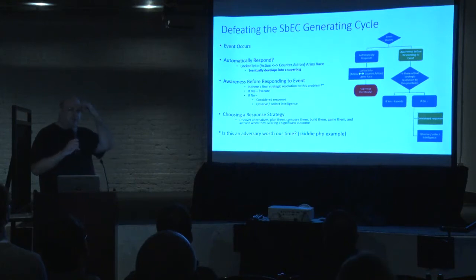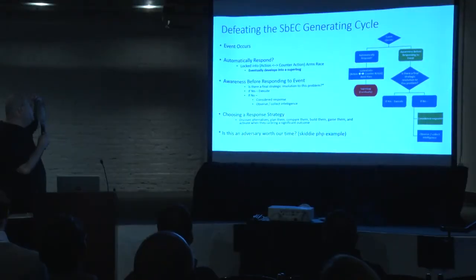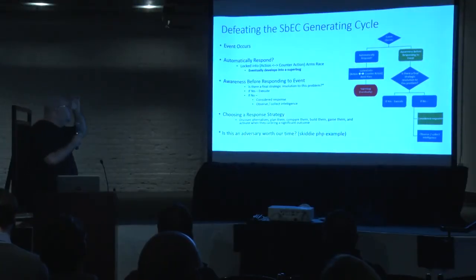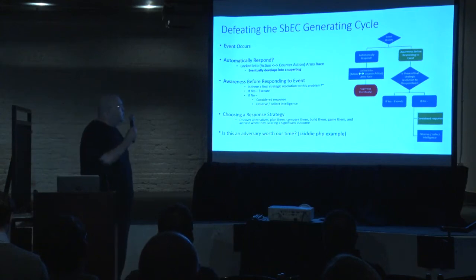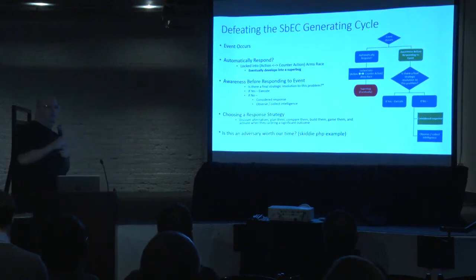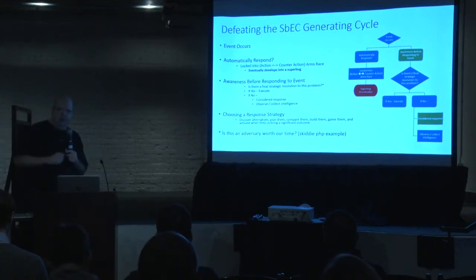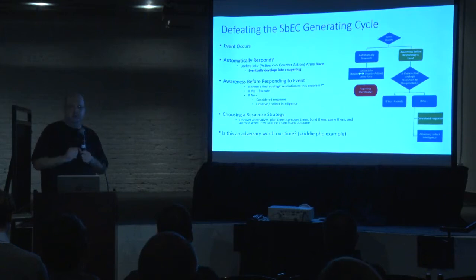So this is more of a life cycle I tried to create, a flowchart really. What do we do about this? How does it work? So an event occurs, that's fine. We automatically respond. So if we're locked into the action-counter-action arms race, we end up developing a superbug. Now, if we have awareness before responding to the event, we can ask a question. Is there a final strategic solution to the problem right now? If the answer is yes, execute on it. That's great. If it's no, then you need a considered response.